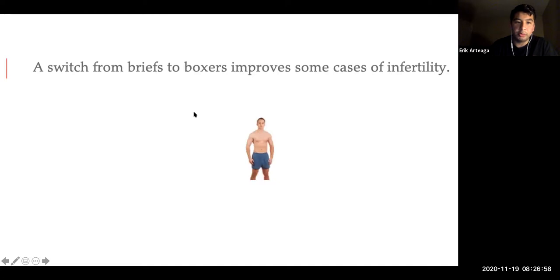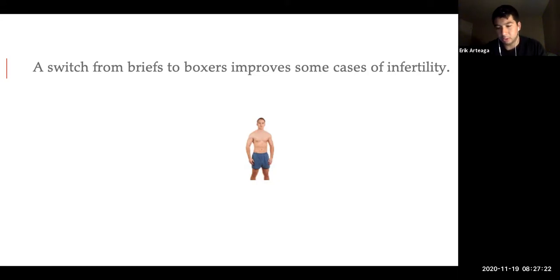So a switch from briefs to boxers improves some cases in fertility. This is mainly associated with cooling of the testicles. Okay, so testicles or sperm needs to be cooled down to a little bit below what body temperature is. And this is why the scrotum is there, right? The scrotum will relax and allow for the testicles to sit outside of the human body.